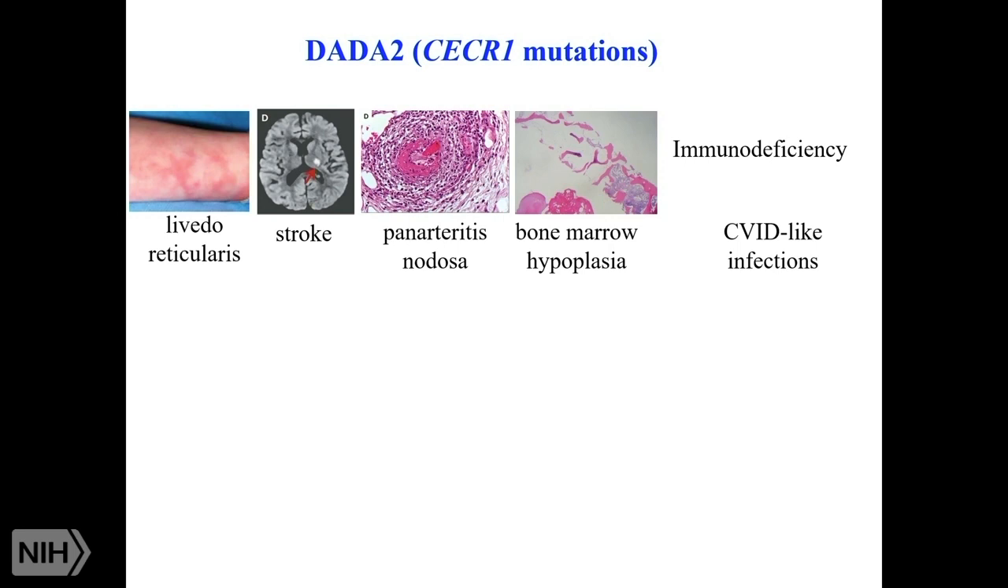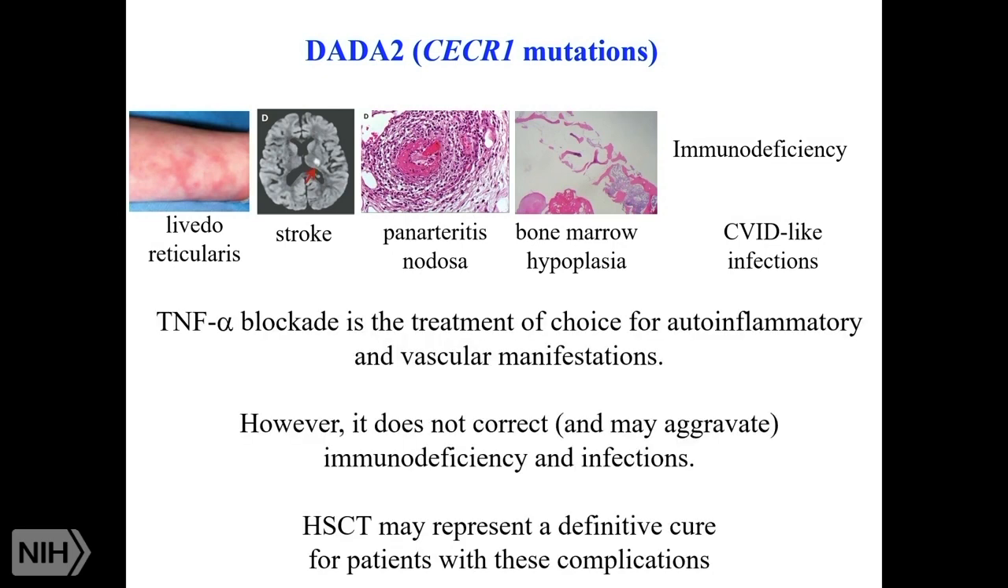And by no means I'm going to tell you that a transplant is the mainstay of treatment, because in fact it's not. We all know that TNF blockade is the mainstay of treatment for this disease. But if you have patients with serious immunodeficiency or serious infections, use of TNF blockade may actually be detrimental and may not, in fact, at all correct those problems. So in those situations, transplant can be considered and should be considered if you don't have a good success with the canonical treatment. So what is the experience of transplantation in DADA2?